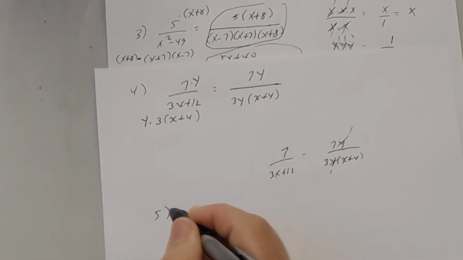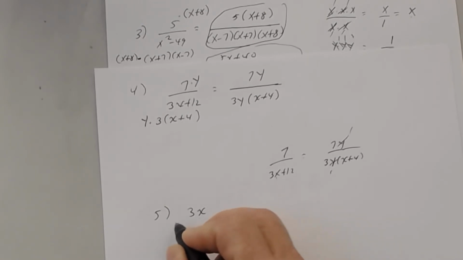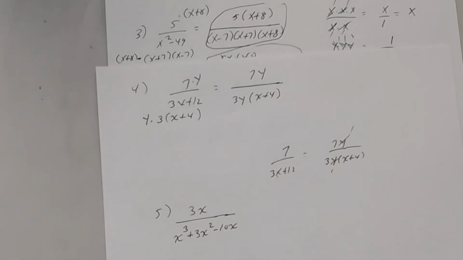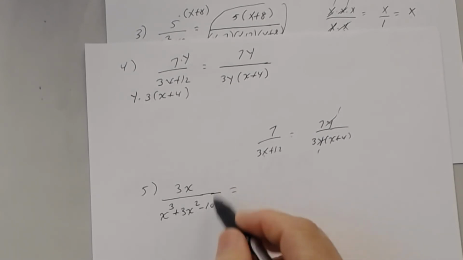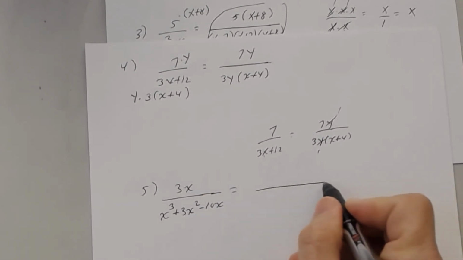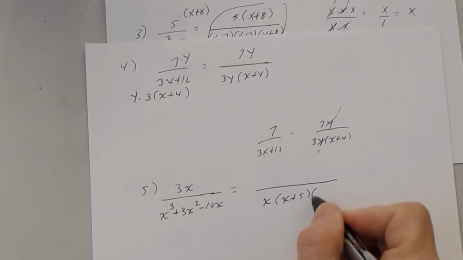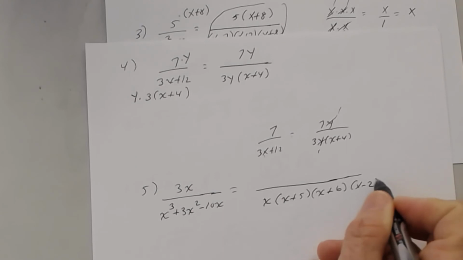Number 5. In 5, suppose we have 3x divided by x cubed plus 3x squared minus 10x. And I want to write an equivalent rational expression with this as the denominator, though. So I want my denominator to be x times x plus 5 times x plus 6 times x minus 2.